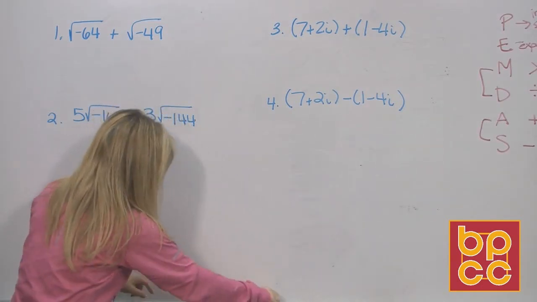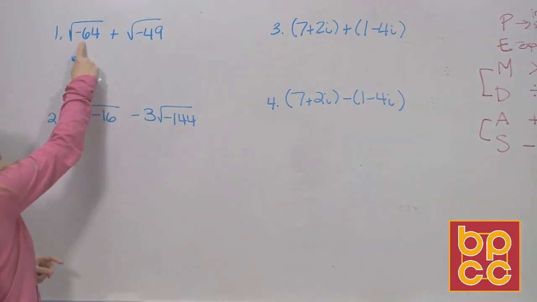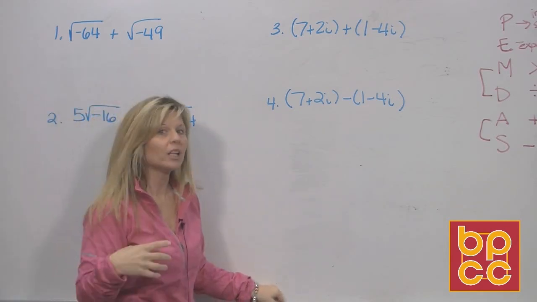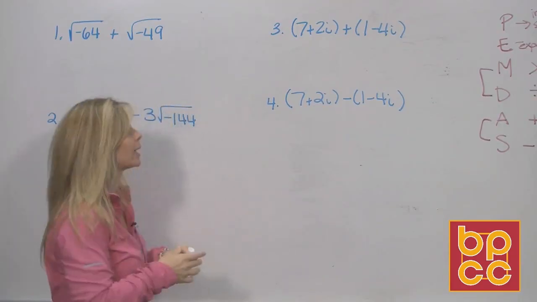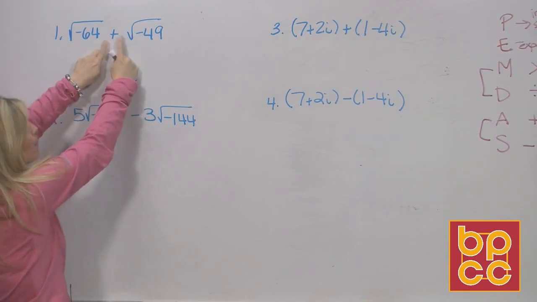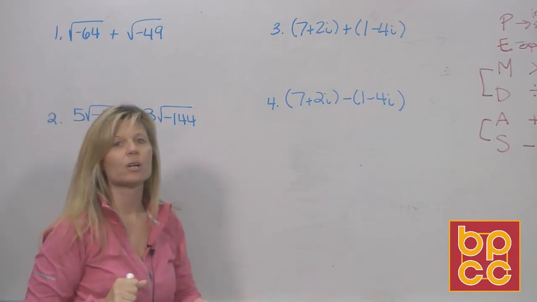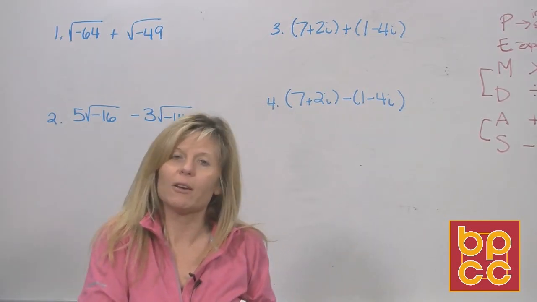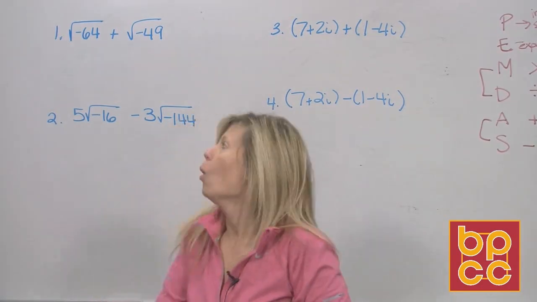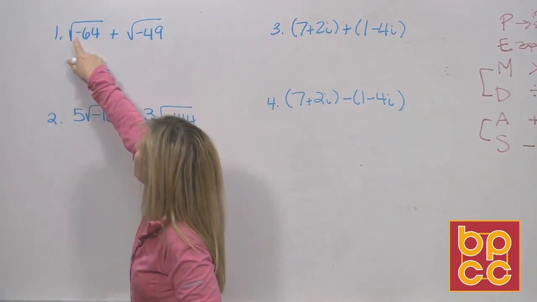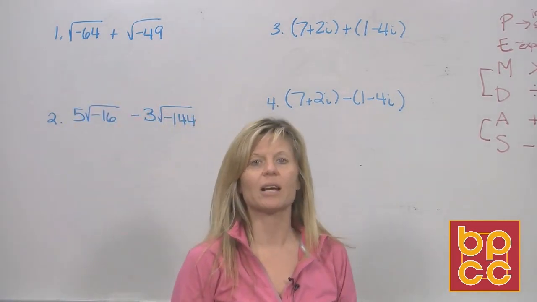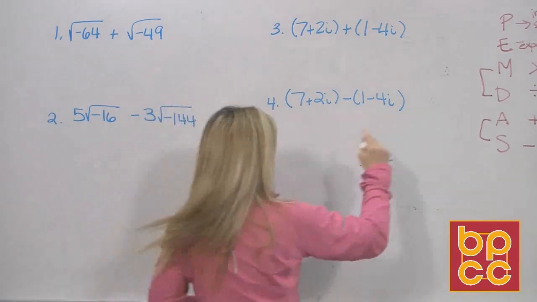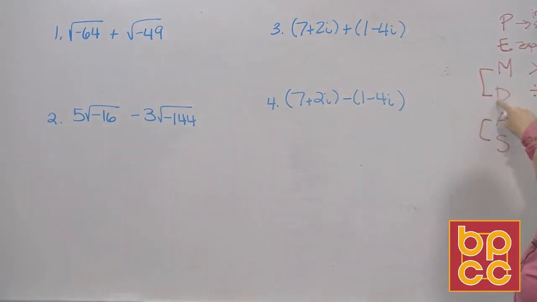So our first example, it says square root of negative 64 plus square root of negative 49. Well, you already learned you can only add things that are alike. I can't add right now because what's inside these radicals is not alike. But wait a minute, what did we learn in the first module of 3? We learned if you're taking a square root of a negative number, this answer is imaginary. So first thing we're going to do is we're going to follow please excuse my dear Aunt Sally.